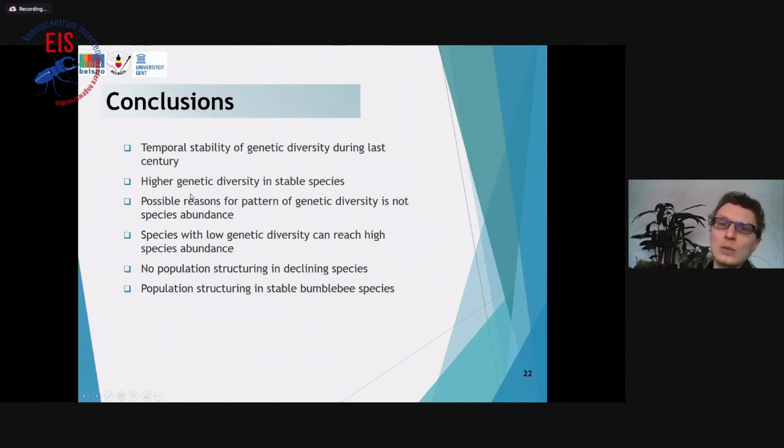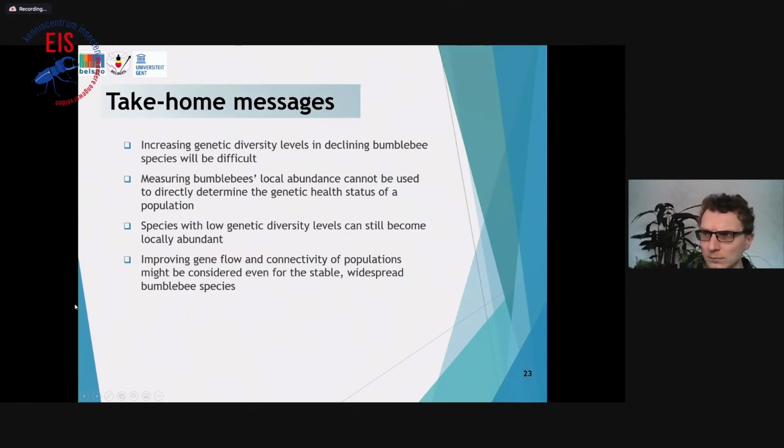As a possible reason, we could discard species evidence as an explanation. We found that species with a low genetic diversity can still reach high species evidence. And about population structuring, we found no population structuring in declining species, but we found population structuring within the more stable species on the larger continental scale. So as a take-home message, and a message for future conservation plans even, our data shows that increasing genetic diversity levels in populations of declining species will be very difficult to do, or to obtain.